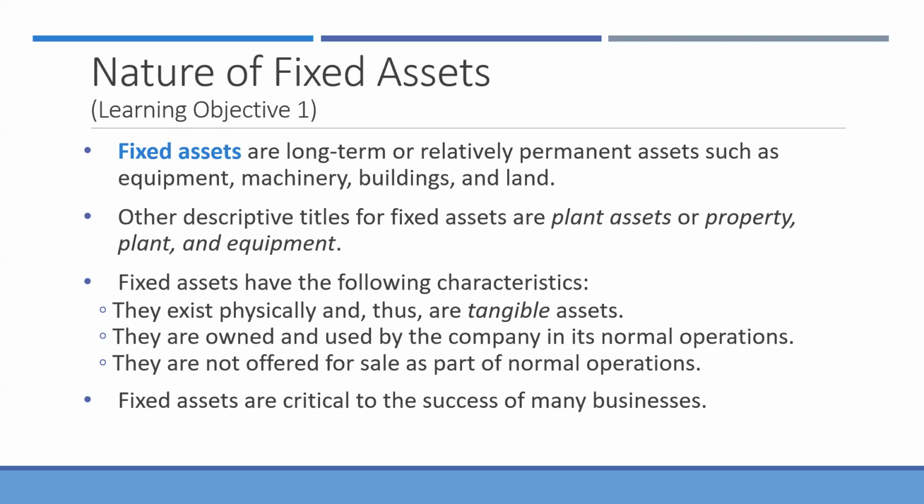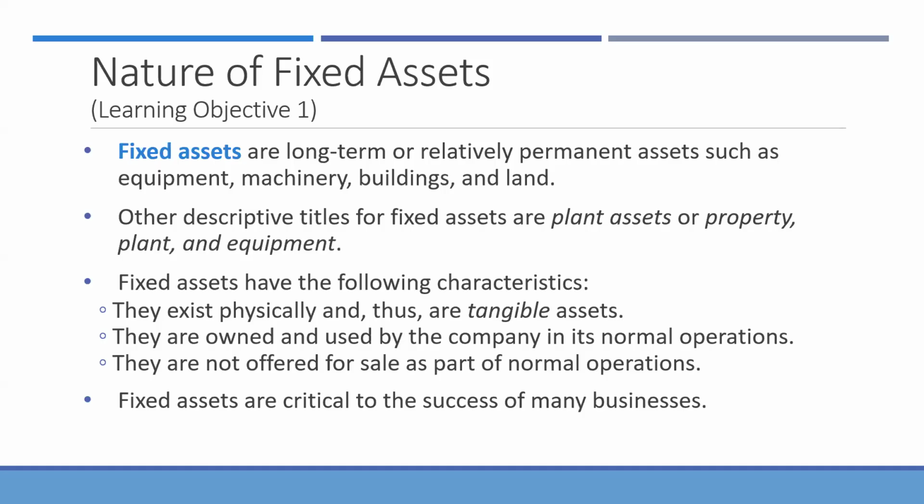So fixed assets are tangible, so they exist physically. Something like a patent would be an intangible asset because it doesn't exist physically. It's just a piece of paper that says a company owns this intellectual property. Fixed assets would be more like land, buildings, equipment. And they are owned by the company and they're not inventory. They're not offered for sale.